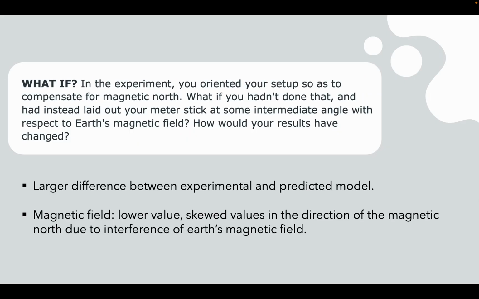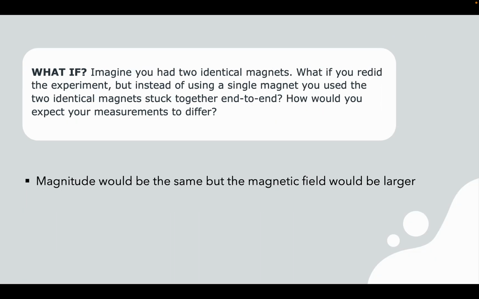Our first what-if question is: if we hadn't compensated for the magnetic north and instead put our meter stick at some intermediate angle with respect to the Earth's magnetic field, how would the results have changed? The answer is that the magnetic field value would have been lower, because it would have been skewed towards the direction of the magnetic north due to the Earth's magnetic field interfering, and there would have been an even larger difference between the experimental value and the predicted model value.